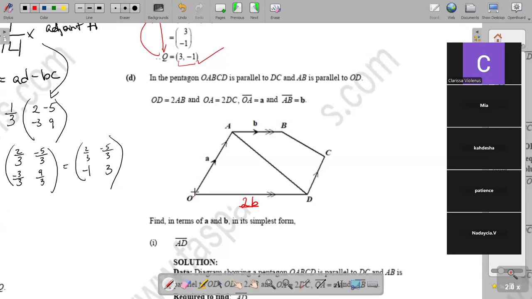OA, where's OA? OA is 2DC. Where's DC? No, this is different. What should I label DC then? Let me see who thinking. Excellent. It would be a half of A. Small little. Everybody realize why it would be a half of A? Because what it's saying is that OA is double DC.